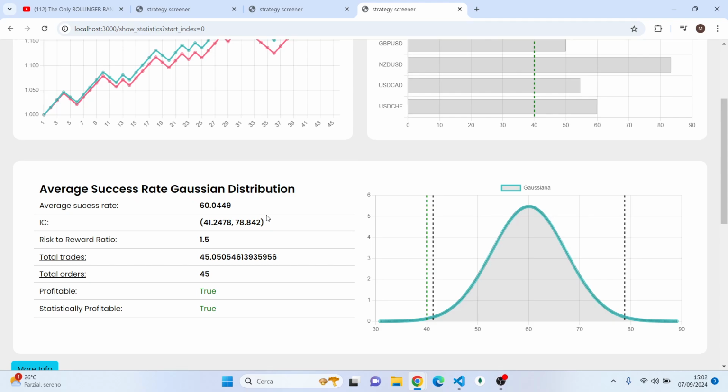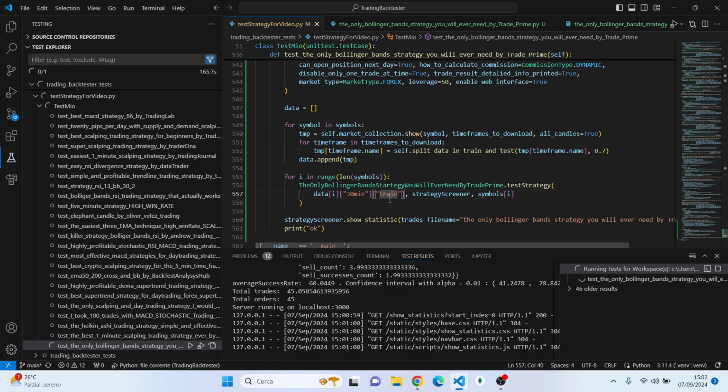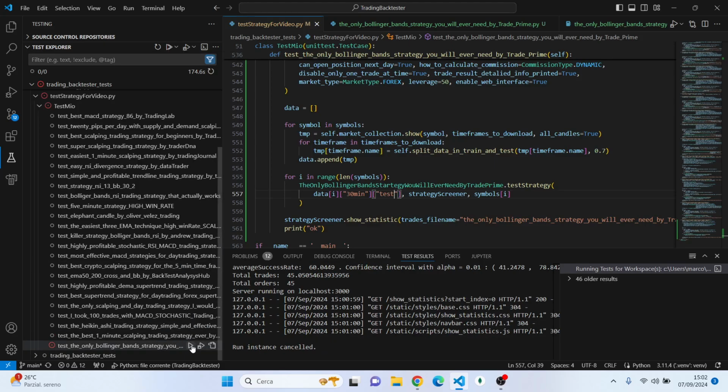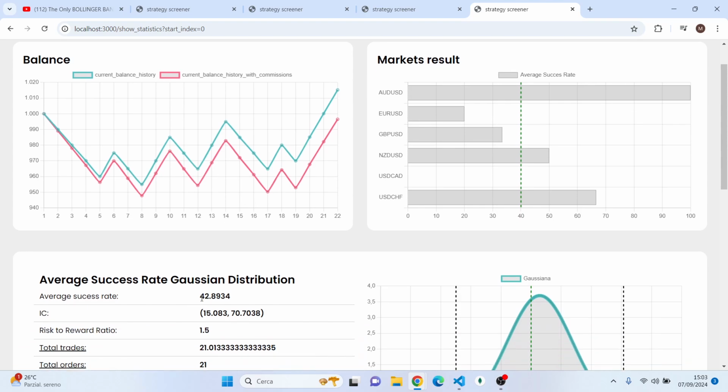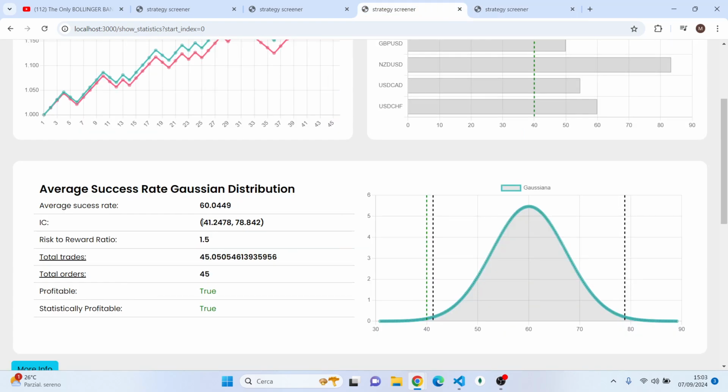So let's try with the test dataset and see if this confidence interval is respected, and also if the average success rate is similar to the one we have now. So let's run again. Oh, as you can see, the average success rate now is 42%. It's still within the confidence interval we found before, but it's not 60%. It's very far from the one that we found before.